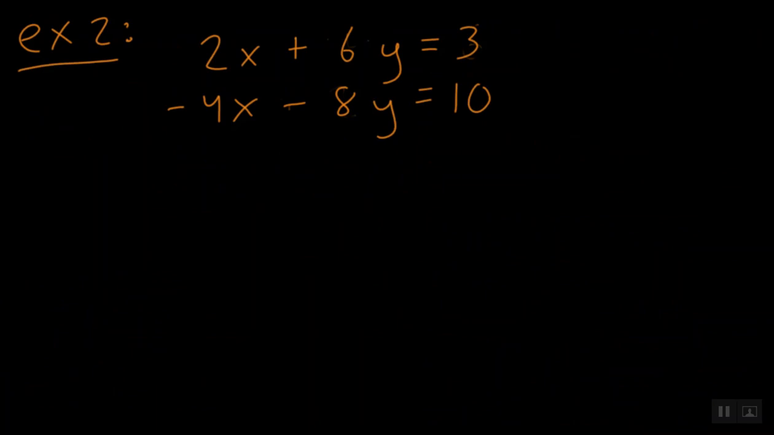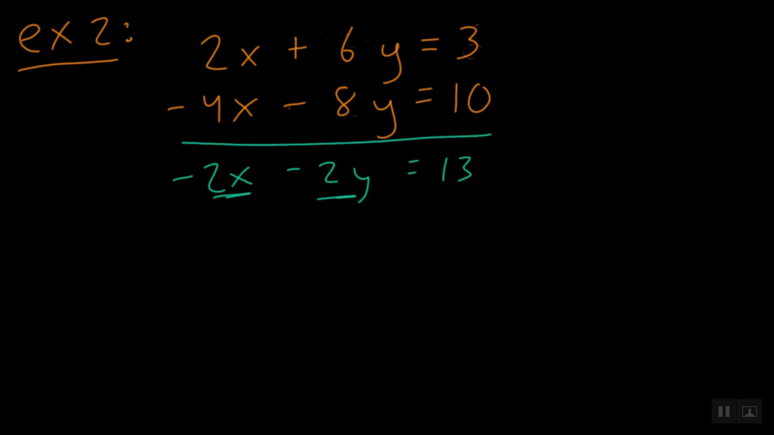So check this out. If I were to use the elimination method like I did last time, if I were to just start adding straight down, I would have 2x plus negative 4x, which would be negative 2x, and I would have 6y plus negative 8y, which is negative 2y, and 3 plus 10, which is 13.